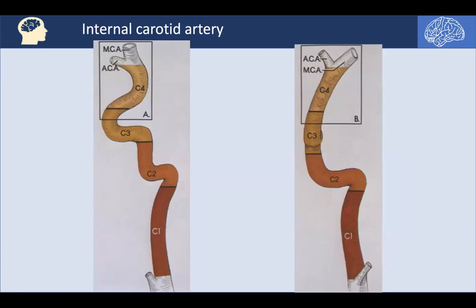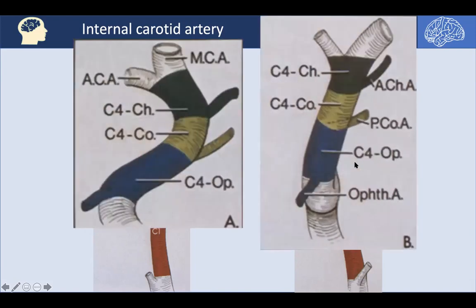Here is the internal carotid artery with its four segments: the C1, the cervical segment; C2, the petrous segment; C3, the cavernous segment; and the C4, the supraclinoid segment. This is a lateral view, and this is the anterior view. We mentioned that the C4, the supraclinoid segment, has three segments in it.